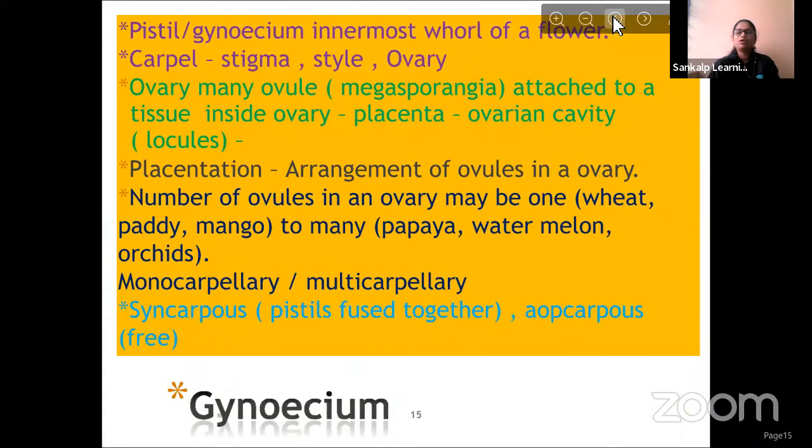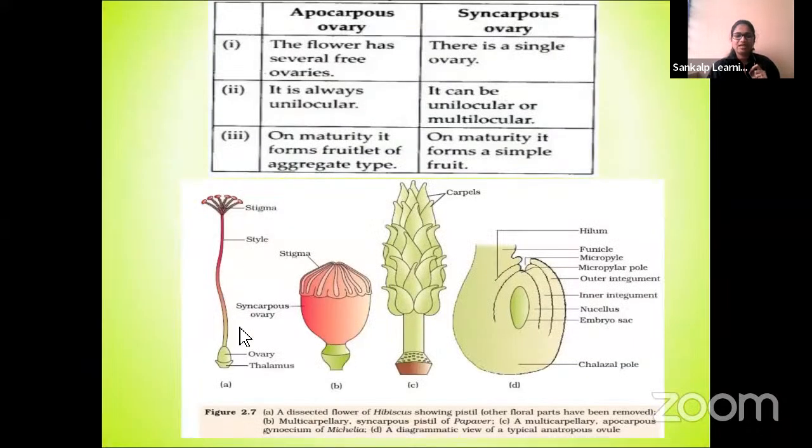So the pistil or gynoecium is the female reproductive part. It will have the ovule, which is called the megasporangium. That megasporangium will be attached to the placenta by a funicle. I will show you. This is the female reproductive part. It will have the stigma, the style and the ovary. Inside the ovary, ovules will be present.